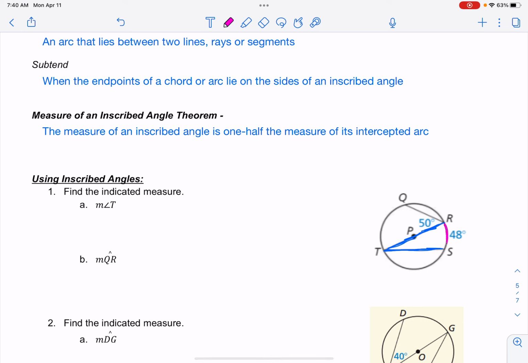intercepted arc. So this arc that is formed from the endpoints of that angle. So this is the intercepted arc. So what that means is that this angle T is half of this outside arc. So to find angle T, we will do 48 divided by 2, which will give us 24 degrees.